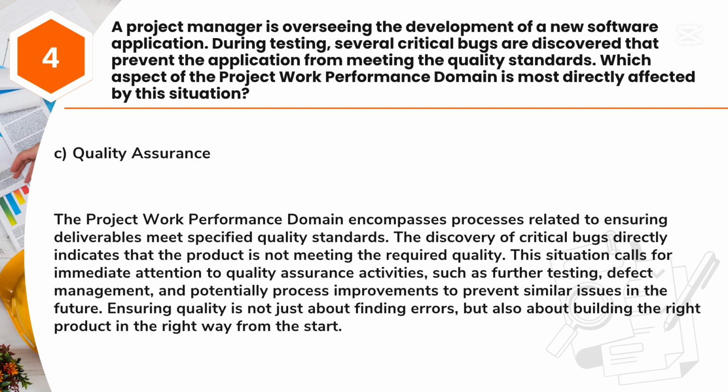Answer: C. Quality assurance. The project work performance domain encompasses processes related to ensuring deliverables meet specified quality standards. The discovery of critical bugs directly indicates that the product is not meeting the required quality. This situation calls for immediate attention to quality assurance activities, such as further testing, defect management, and potentially process improvements to prevent similar issues in the future. Ensuring quality is not just about finding errors, but also about building the right product in the right way from the start.